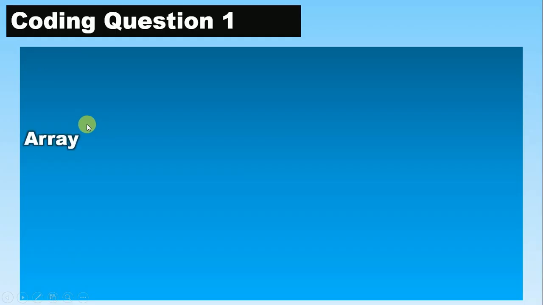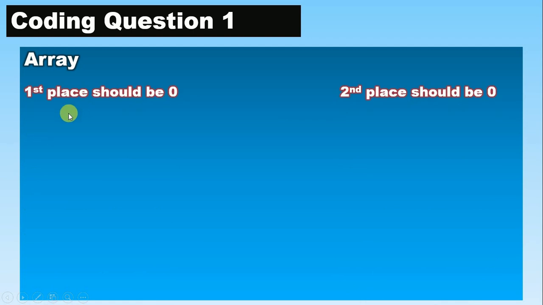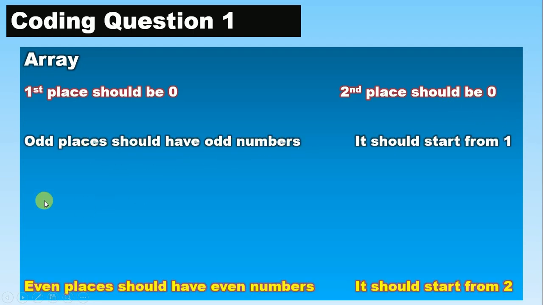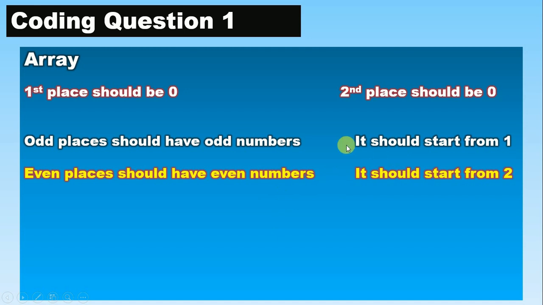There was a coding question from array. In this question, it was given that on first place there should be 0 and on second place also there should be 0. After that, odd places should have odd numbers and even places should have even numbers. Odd numbers should start from 1, and even numbers should start from 2. But please keep one thing in mind, that numbering in array starts from 0 instead of 1. So odd places of array will be even numbers, even places of array will be odd numbers.